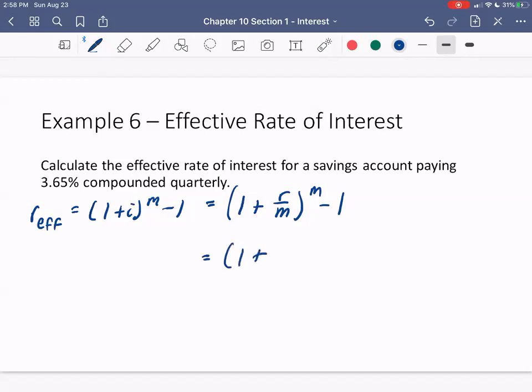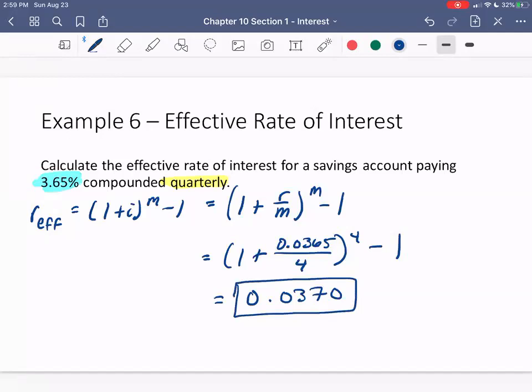So we have 1 plus our rate, which was right here, 3.65%. So we write it as 0.0365 over M. Compounded quarterly means that we are doing 4, raised to the 4th power, minus 1. When you put this into your calculator, you get 0.0370. So the effective rate of interest is 3.7%. Or we can just box this. We can say 3.7%.